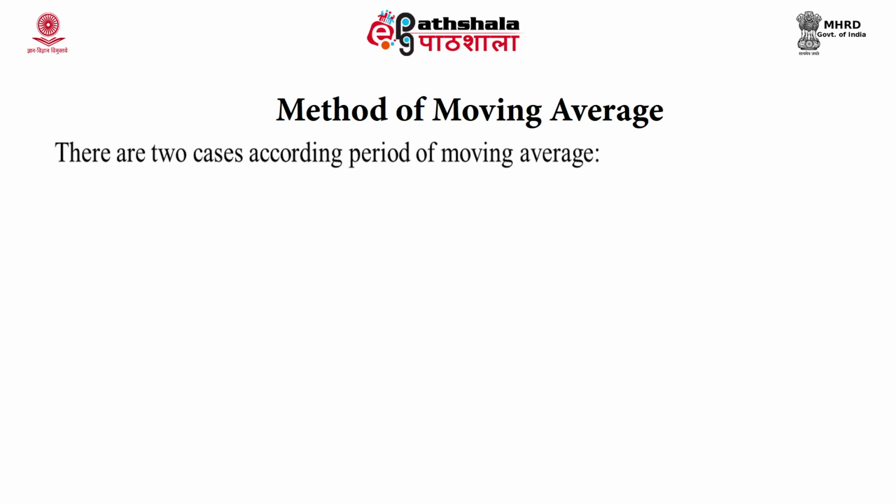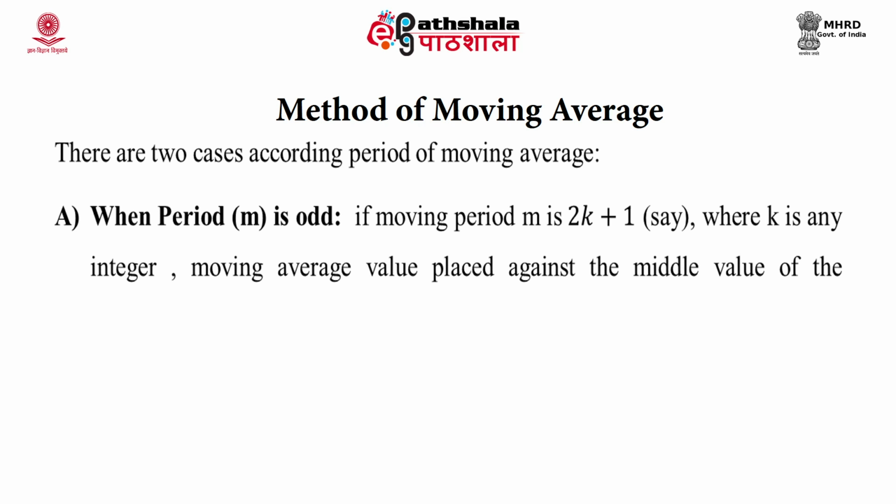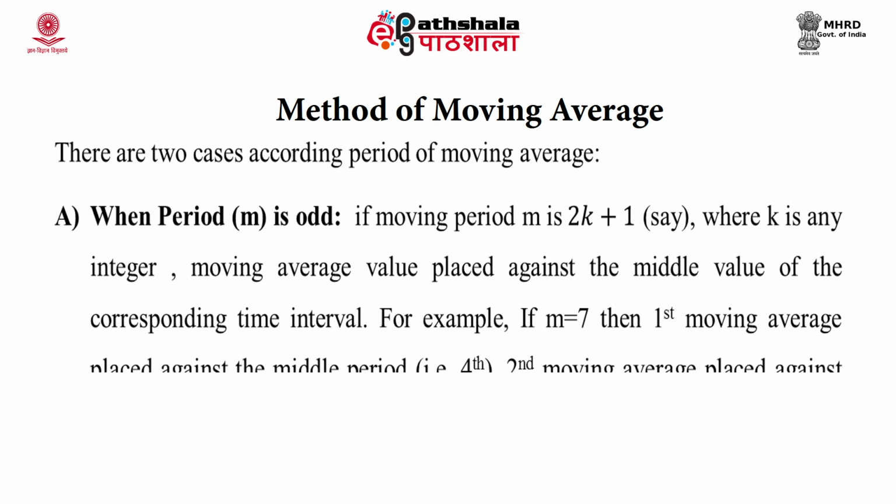There are two cases according to the period of moving averages. First is when period m is odd. If the moving average period is 2k plus 1, the moving average value is placed against the mid value of the corresponding time interval. For example, if m is considered as 7, then the first moving average is placed against the middle point and the second moving average will be placed against the 11th row and so on.